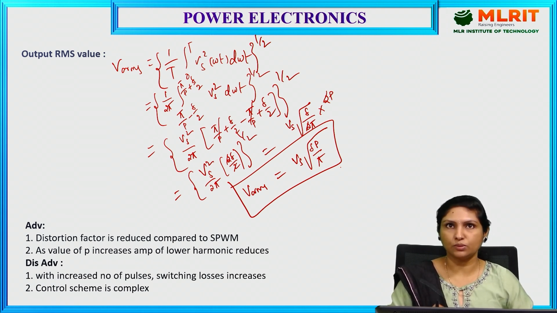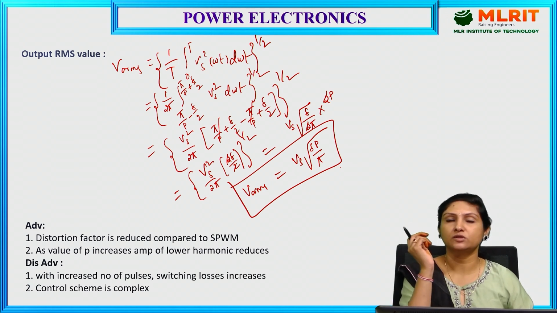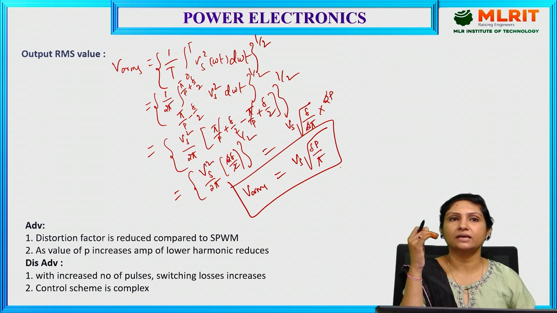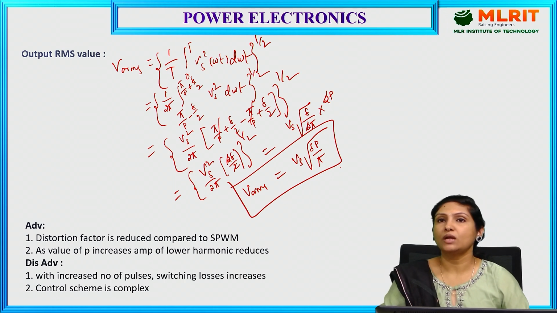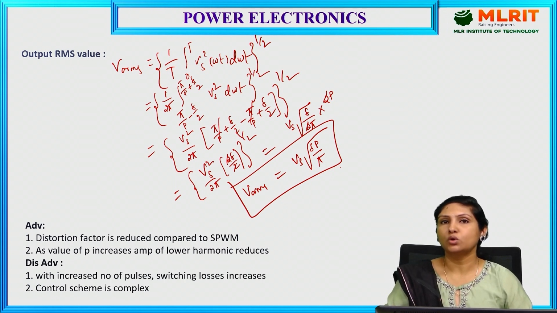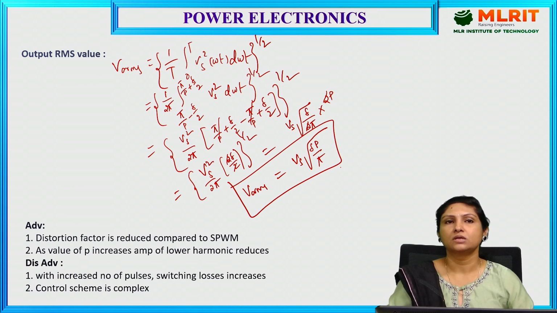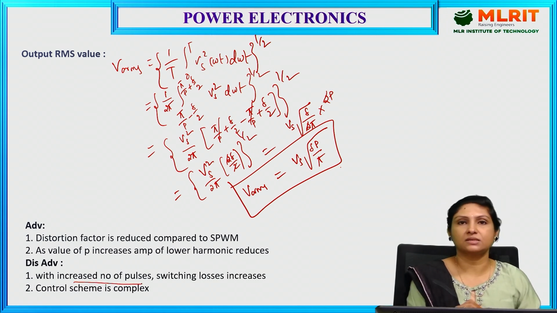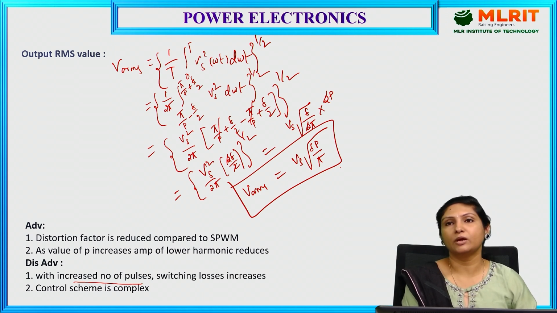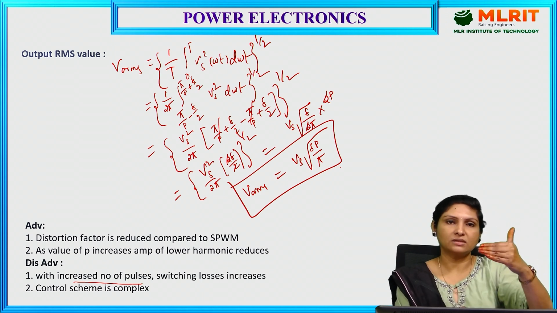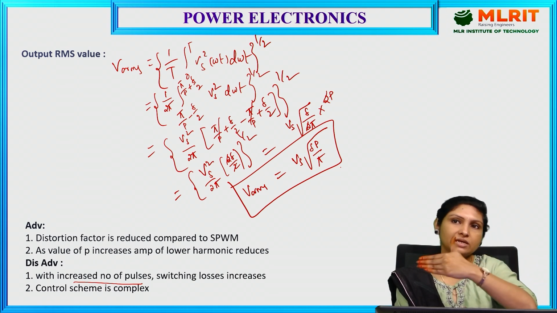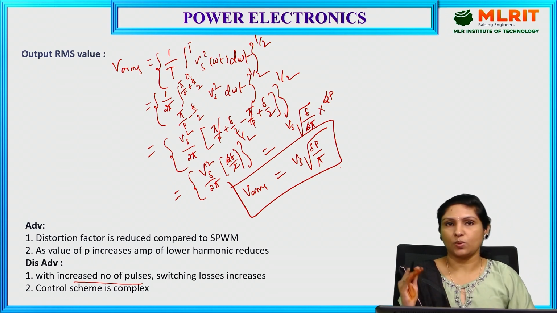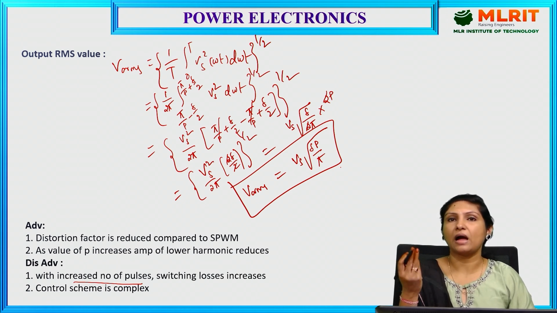In the multiple pulse width modulation technique, distortion will be reduced because the number of pulses is more. In that case, the output voltage waveform will be distortion free, and as the value of P increases, the amplitude of lower harmonics is reduced. But with the increased number of pulses, switching losses also increase, because depending upon the number of pulses, these pulses keep triggering the transistors in a continuous fashion.